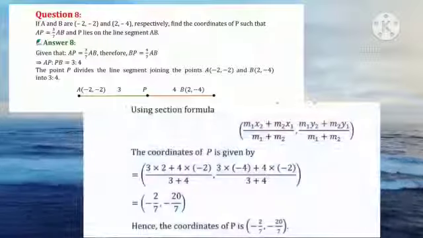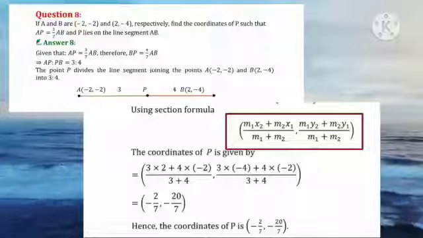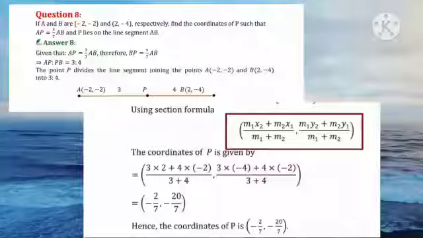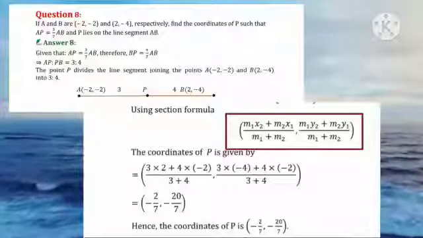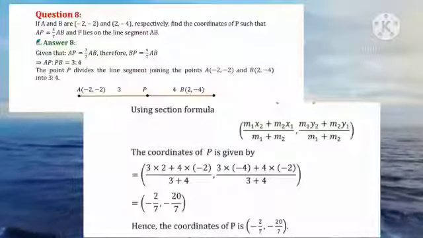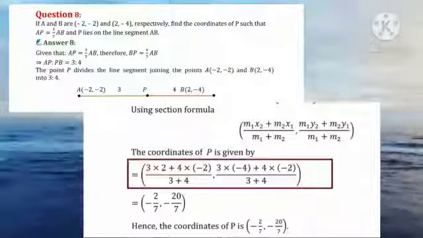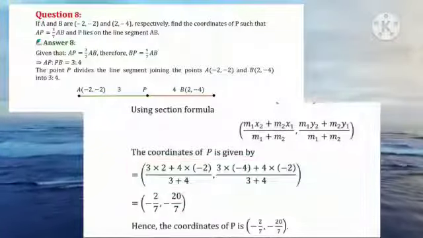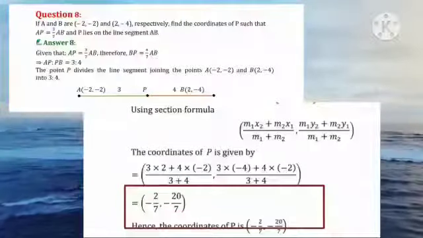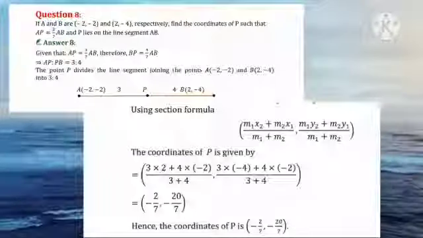Now dear students, it's time to use the section formula, that is (m1x2 + m2x1)/(m1 + m2) and (m1y2 + m2y1)/(m1 + m2). So we can find the coordinates of point P by using this formula, and as you can see on the screen, on putting the respective values we can get the coordinates of P that the question is asking for. We get the value of P as (-2/7, -20/7). That's the coordinates of point P.